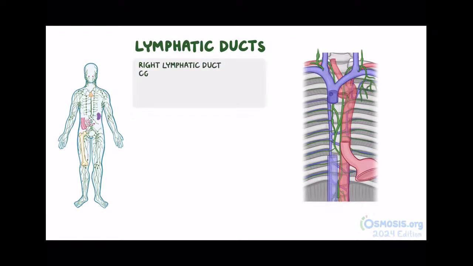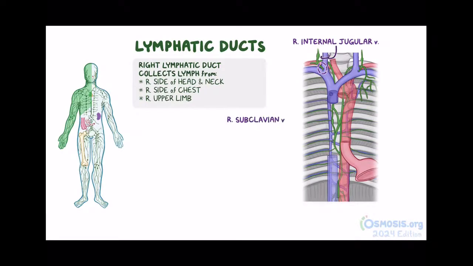The right lymphatic duct collects the lymph from the right side of the head and neck, the right side of the chest, and the right upper limb. This duct drains its lymph into the right venous angle, which is the meeting point of the right internal jugular vein and the right subclavian vein.